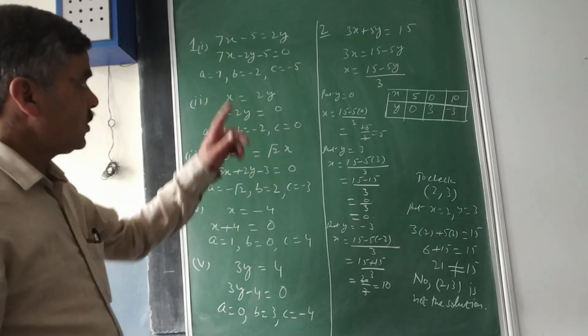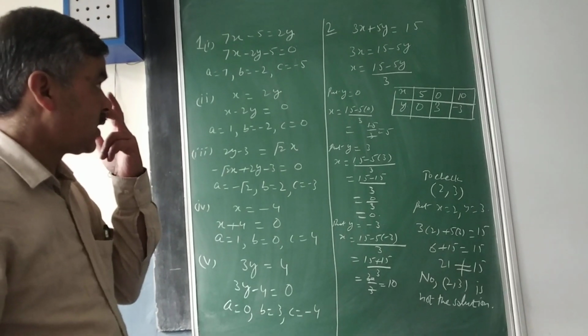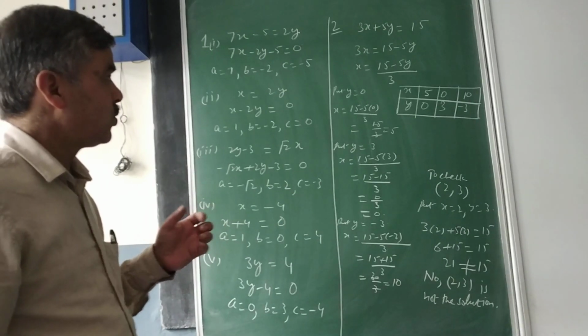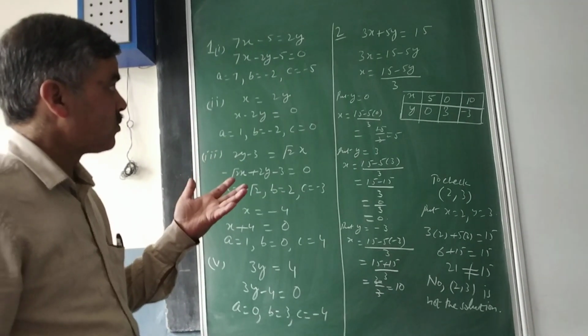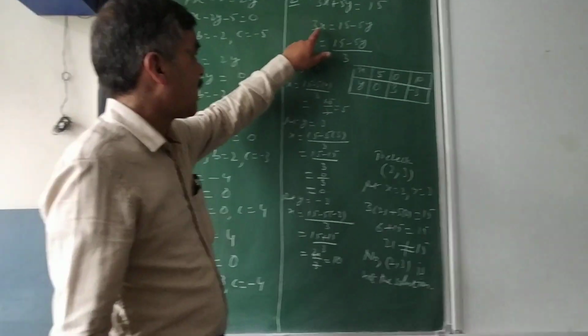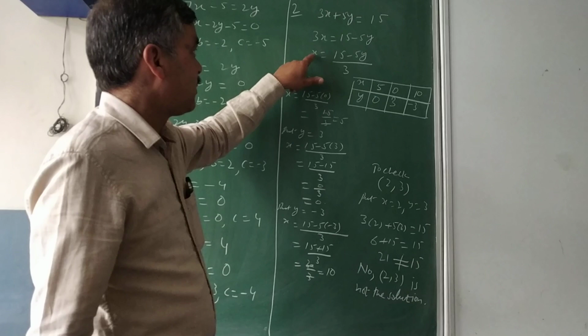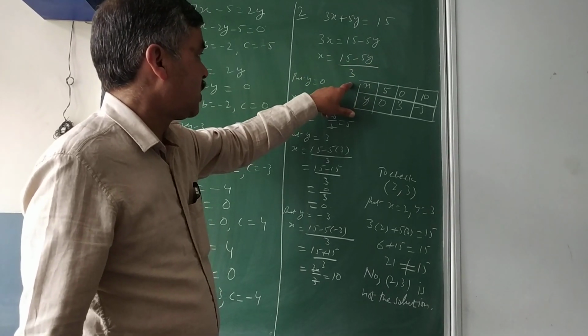Question 2 was you need to find the 3 solution sets for the equation 3x plus 5y is equal to 15. So already I have explained it to you. Either you express x in terms of y or y in terms of x. So what I did here, I have expressed x in terms of y. I shifted y to that side and then made the subject x. It becomes 15 minus 5y upon 3.